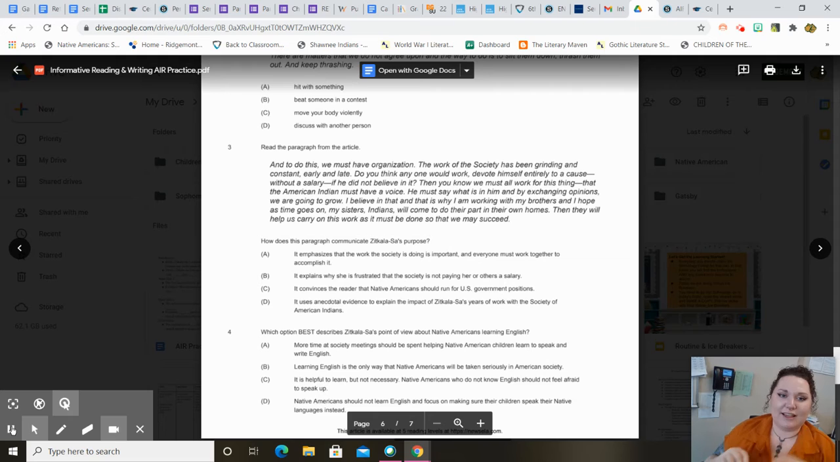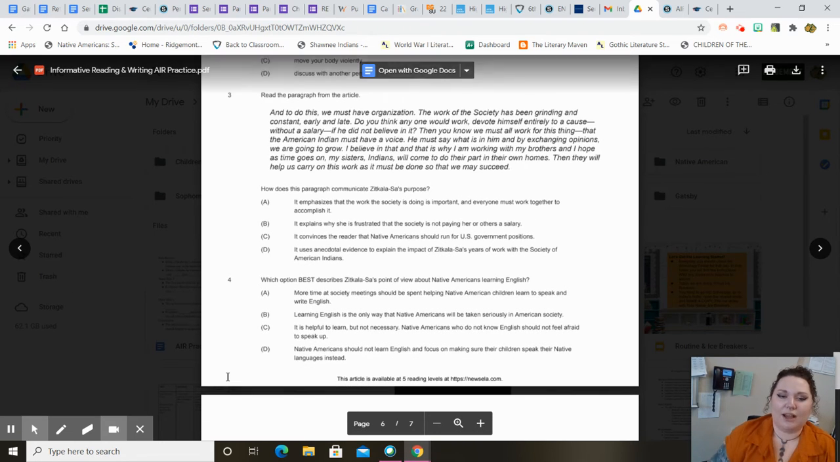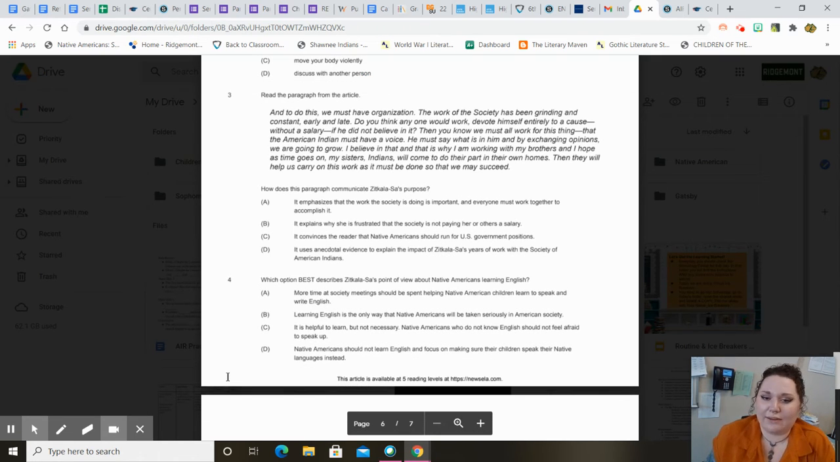Okay, so we have this section that is basically the thesis or the entire purpose of the speech. The speech is going to have a lot of other main ideas, but they're saying that this particular section highlights and communicates the purpose of her speech. So how does this paragraph communicate Zitkala-Ša's purpose is the question. And then number 4, which option best describes Zitkala-Ša's point of view about Native Americans learning English? We also know whenever they talk about learning English, we're going to need to annotate and focus on that.